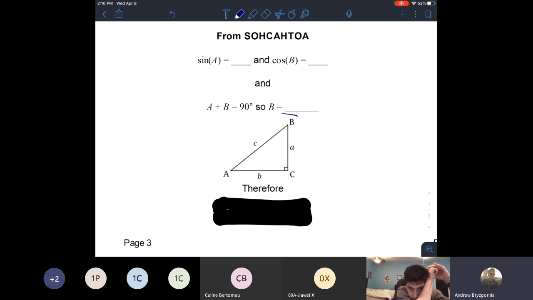So we're going to use this triangle down here at the bottom to answer these two questions. First, what is sine of A? And then what is cosine of B? So can somebody give me the ratio for sine of A according to the triangle? AC. Yeah, so it would be A over C.